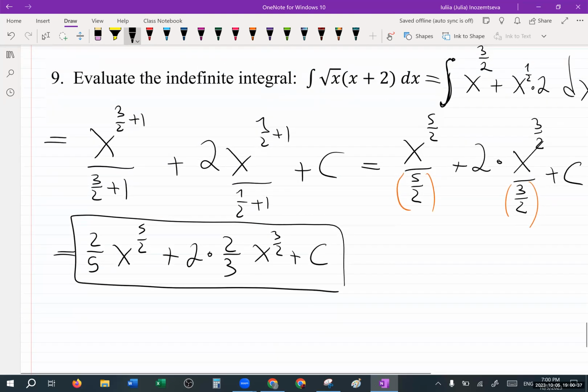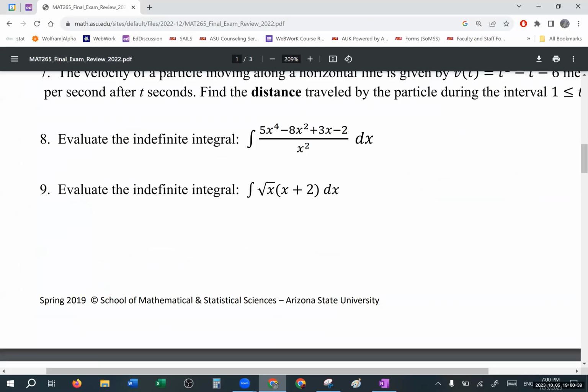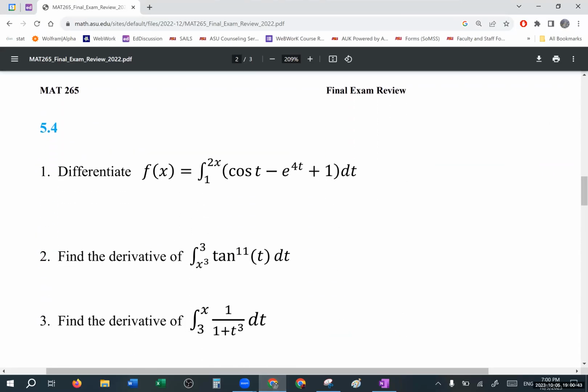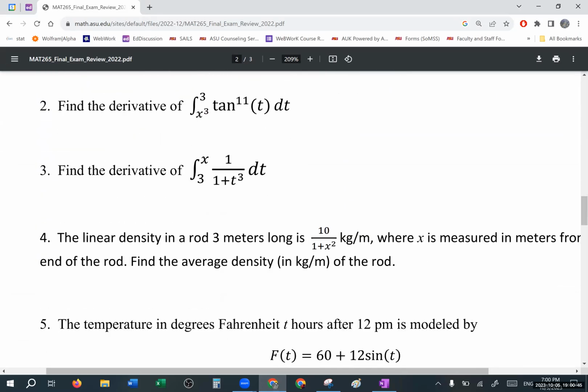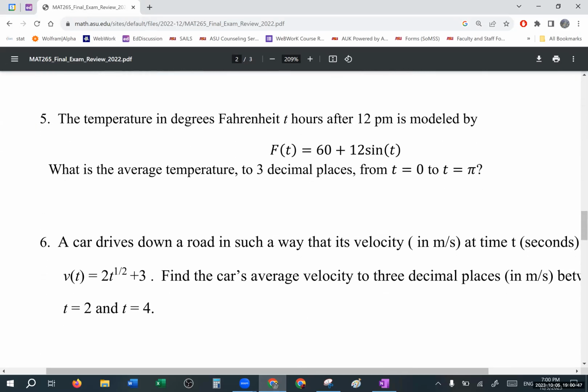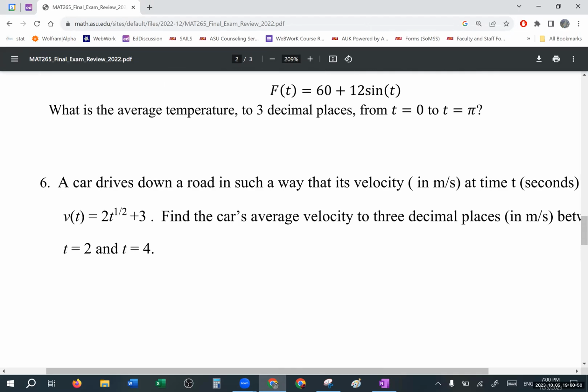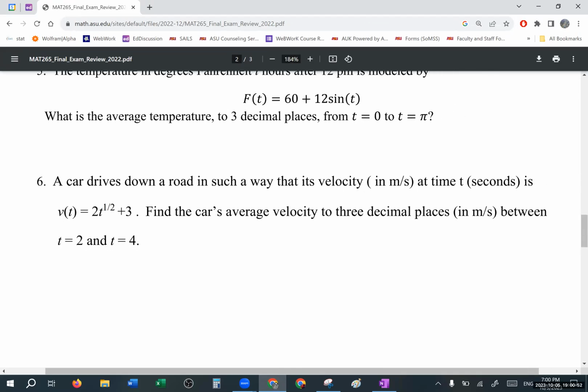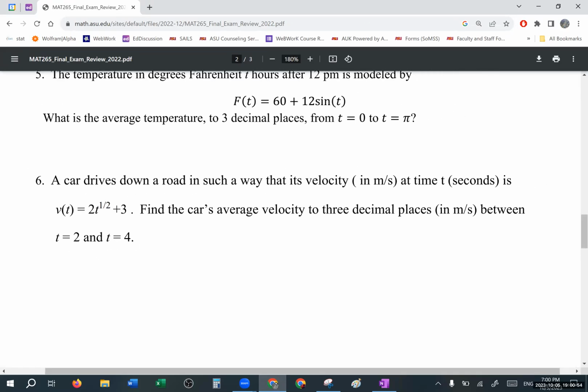Next is, I wanted to do number 6. Oh, and I also want to do the average. The average thing. Here it is. Okay, let's do that, before we move on to the derivative of the integral. So find the average velocity.